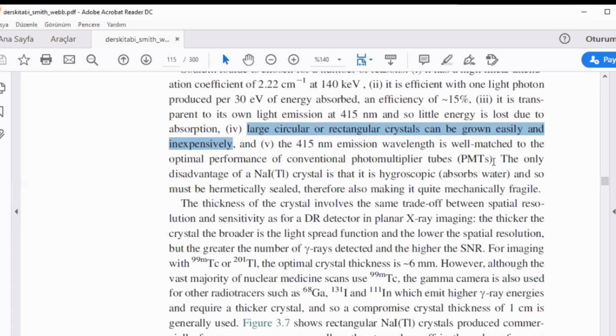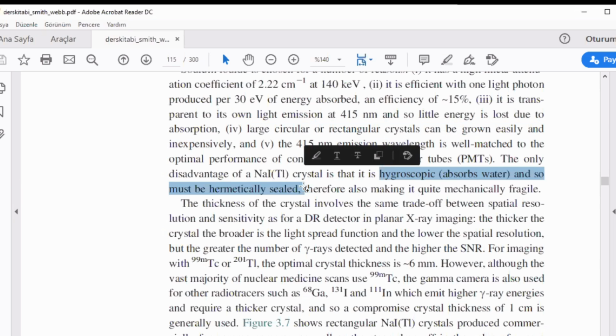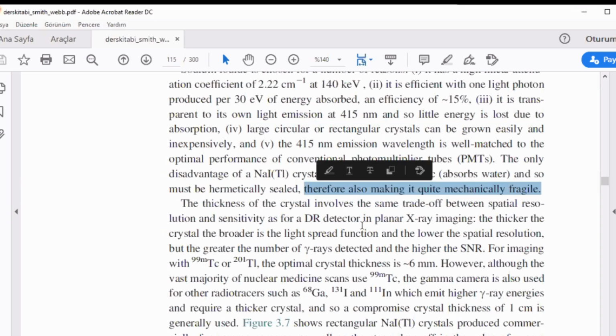The only disadvantage of this is that it is hygroscopic. It absorbs water, so it should be hermetically sealed. That means the crystal is covered with some kind of seal material so that water vapor, etc. cannot penetrate in. Otherwise, that crystal will lose its property in the long run. It is also quite mechanically fragile. So that's another weak point of the crystal. Well, as you know, nothing in nature is purely perfect. Everything has advantages as well as disadvantages, like the sodium iodide crystal as well.